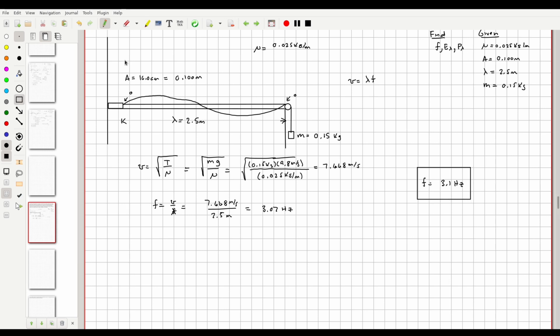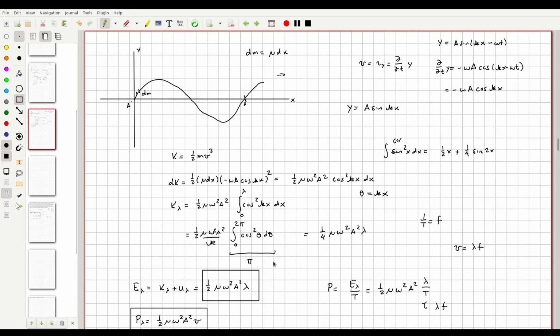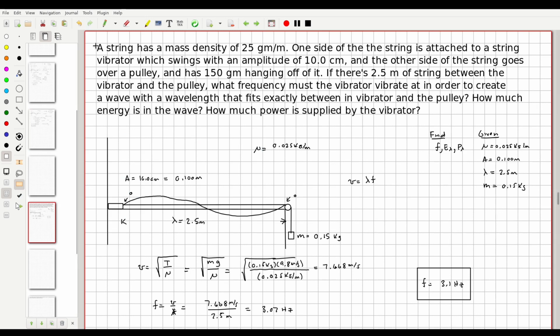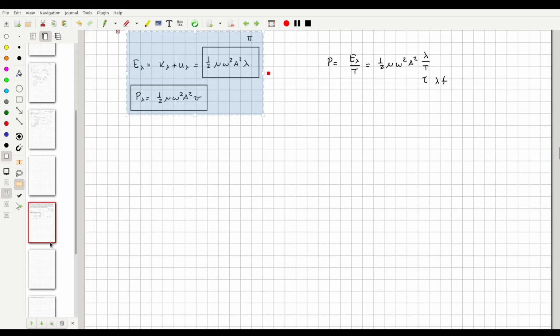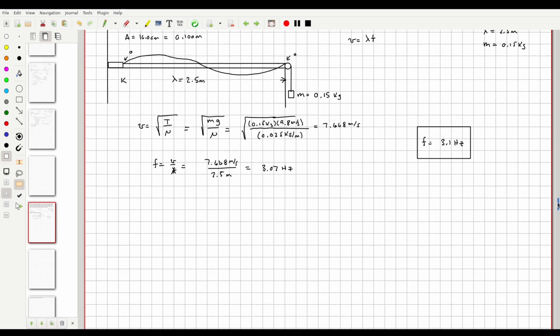Now, next we want to find the energy. So if you remember, back here, we had come up with equations for both the energy and the power. Let me just snipe those. Put it here.